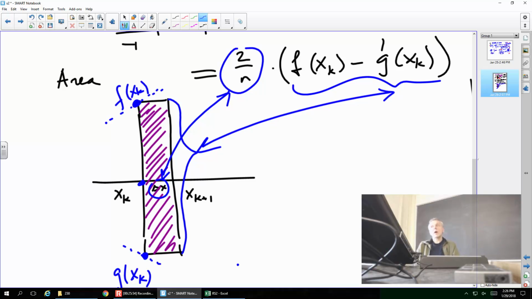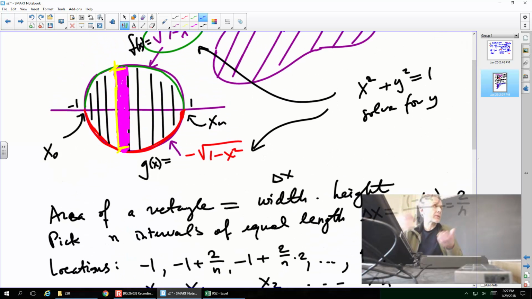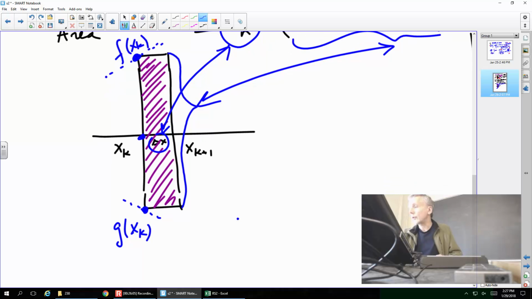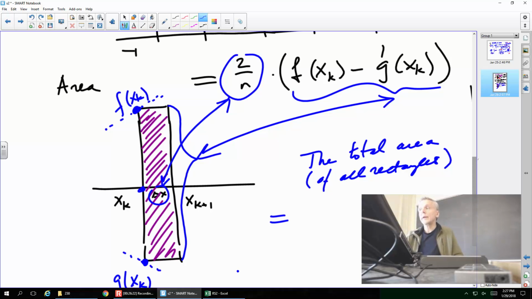That's not the approximation. That's just a single rectangle, and then we have a bunch of them. So we have to add them together just the way we did in calculus 1, and so the total area of all rectangles, you just add them together. Remember how we write it? What's the symbol we use? Sigma. So sigma over k running from 0 to n.